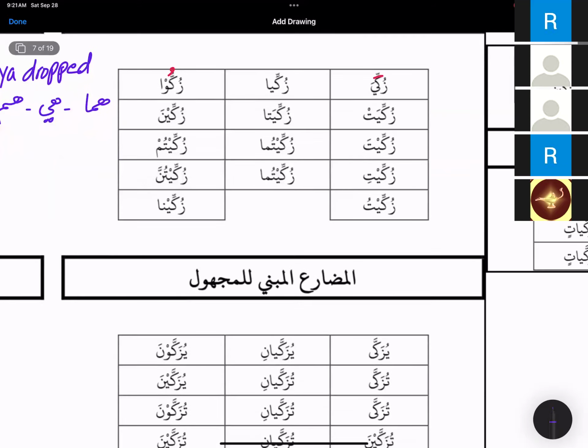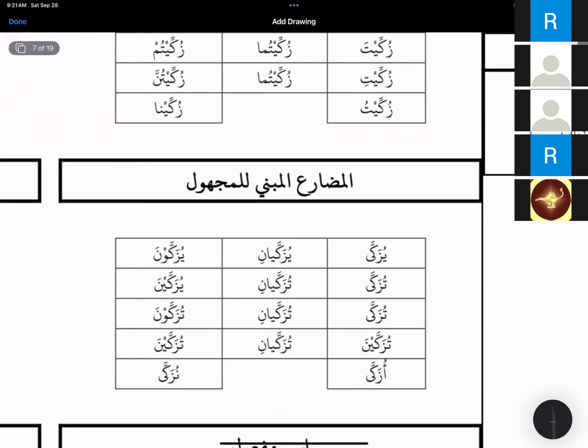Majhul would be Zukiya becoming Yuzakka. So Yuzakka, Yuzakkayani, Yuzakkauna. Yeah, it is Yuzakkauna. Then Tuzakka, Tuzakkayani, and Yuzakkaina. Right? So it is different than regular. Instead of Yuzakkina, it is Yuzakkaina.